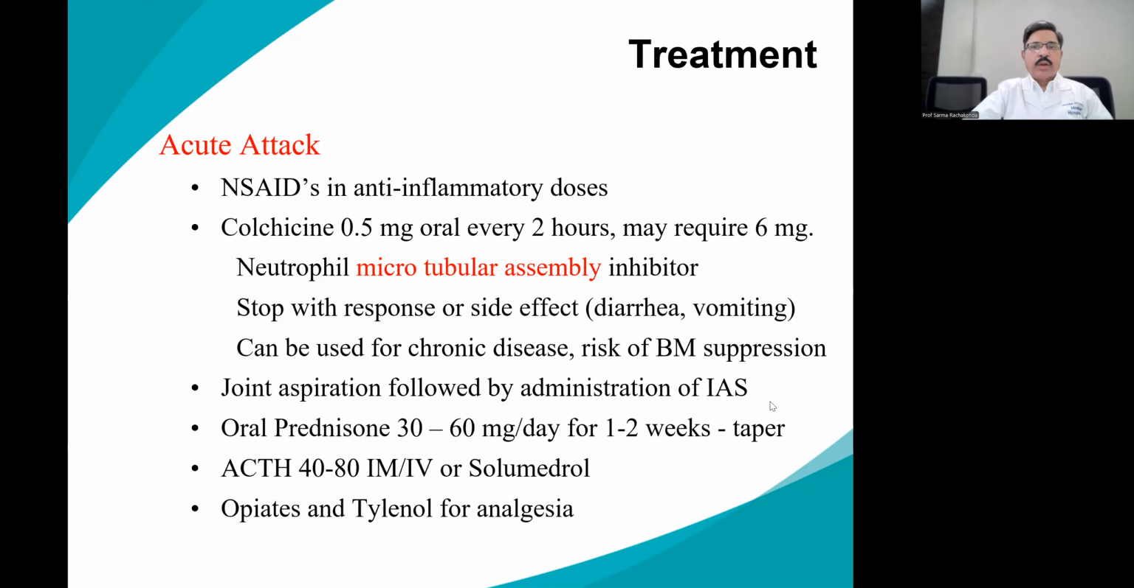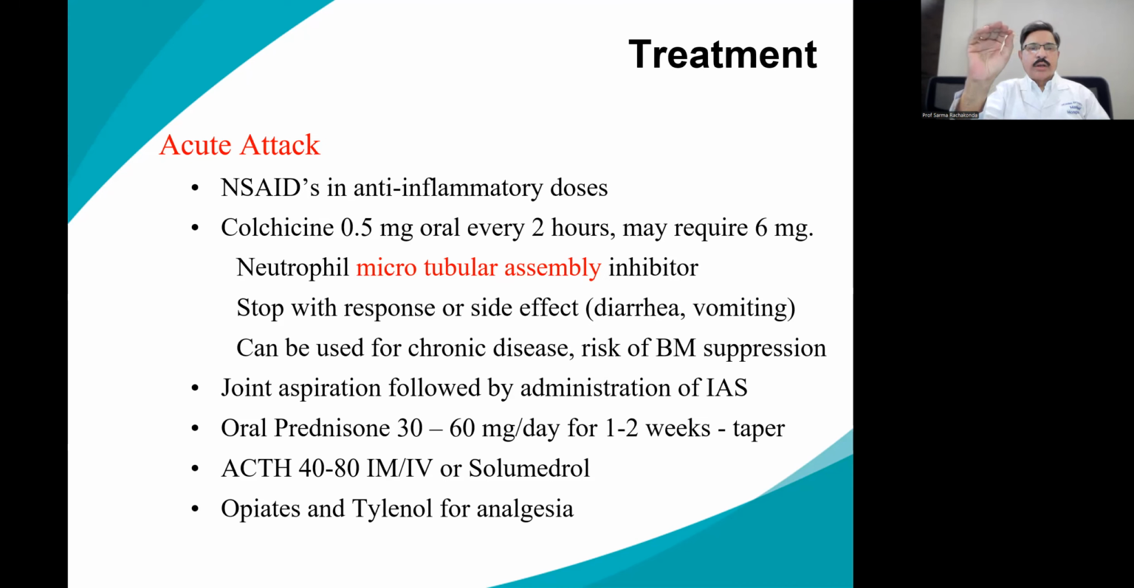How do I treat now? Because my diagnosis is over, my background pathology and biochemistry I understood, and the presentation and the types I understood. The flow of disease: asymptomatic hyperuricemia, acute attack, in between no symptoms, and again chronic tophaceous gout, that is the flow. How do I treat an acute attack?